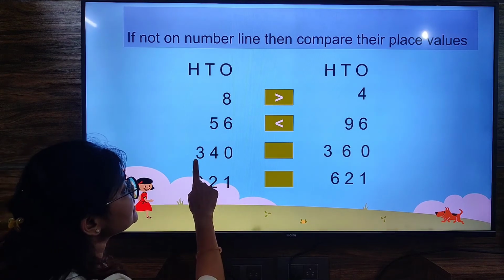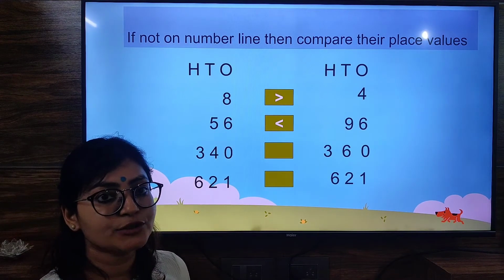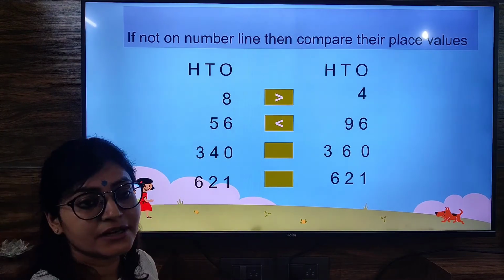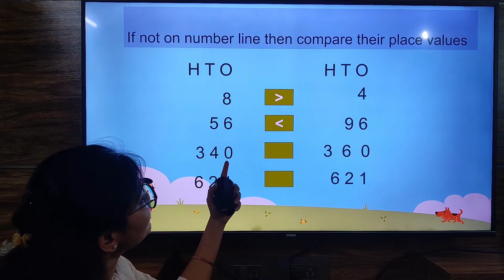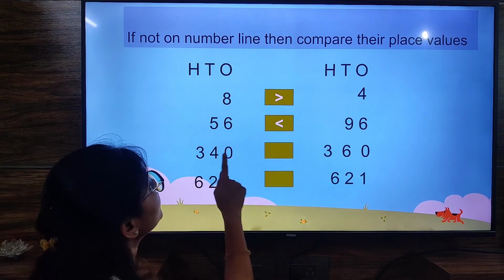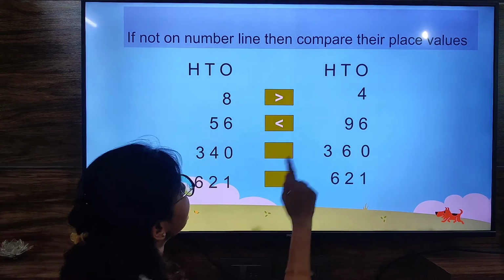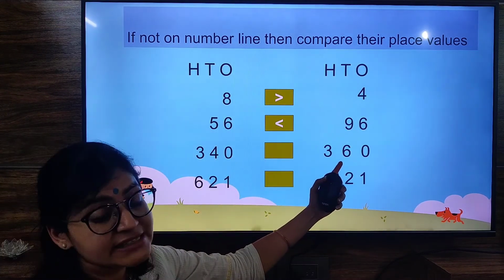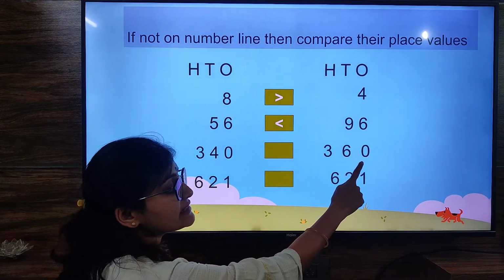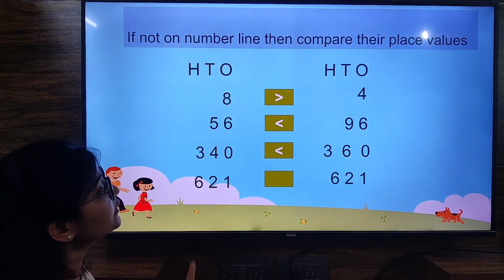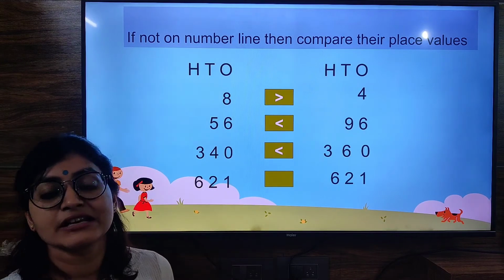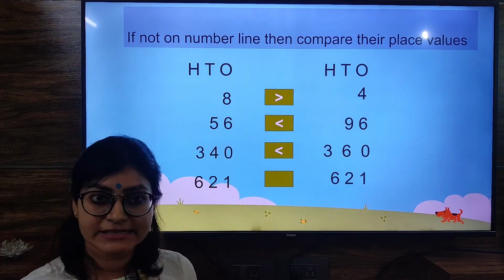Now the next number is 340 and we have to compare this number with 360. Again we will repeat the process. At the ones place we have 0 and 0, they are the same. Now let's compare the tens value. This is 4 and this is 6. So 6 is greater than 4. So we can say that 360 is greater than 340, or 340 is smaller than 360.